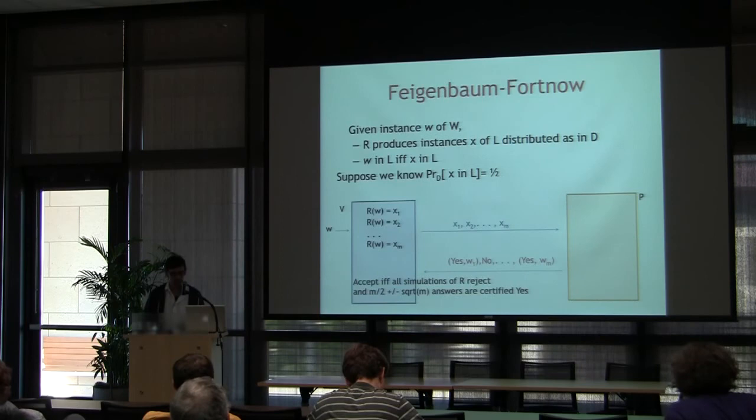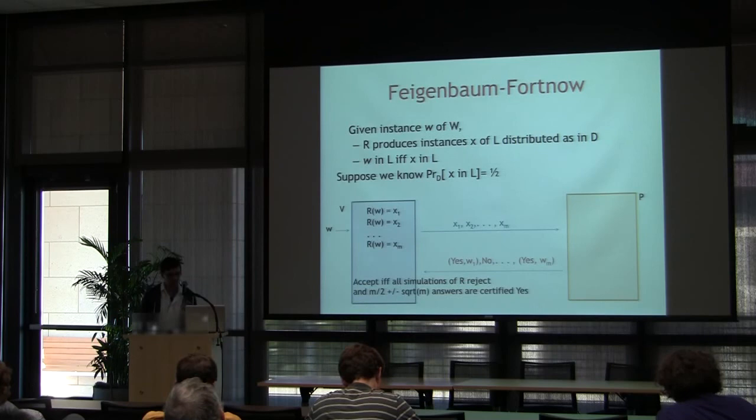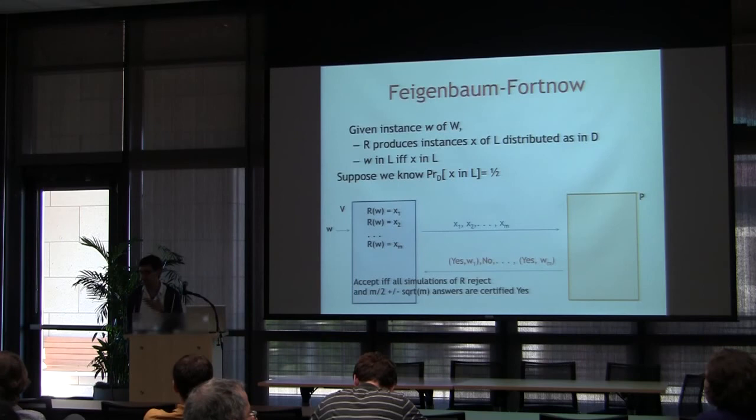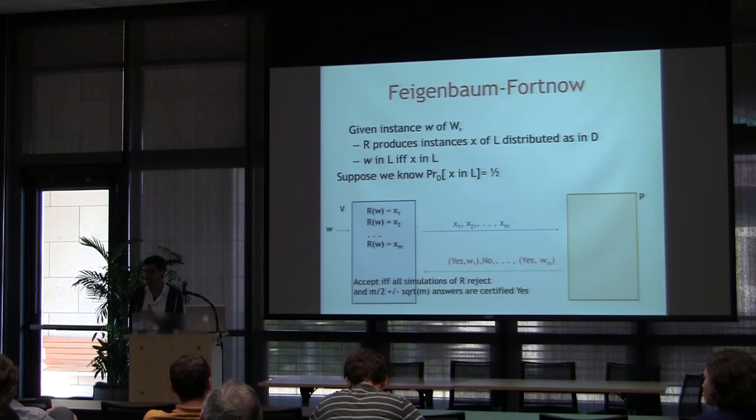But the point is that the verifier is not trusting what the prover is doing, but it will do this sort of sanity check to see whether the prover is claiming the correct fraction of yes and no answers in this reply. Okay. So we know that if you are producing m random instances of, say, the lattice problem, on average, m over 2 will be yes and m over 2 will be no. M may be close to the average.